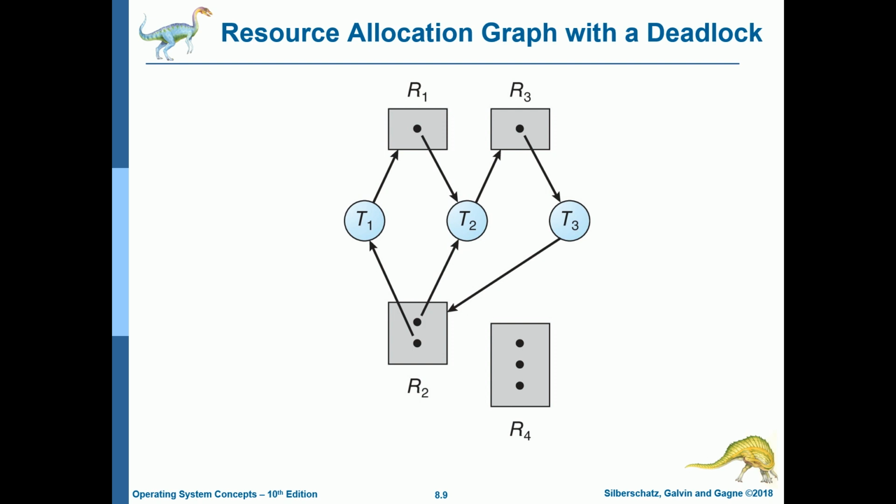Thread T2 is waiting for the resource R3, which is currently held by thread T3. T3 is waiting for either the T1 or T2 thread to release a resource of type R2. In addition, thread T1 is waiting for thread T2 to release the resource R1.